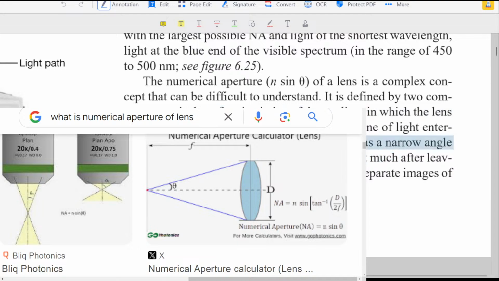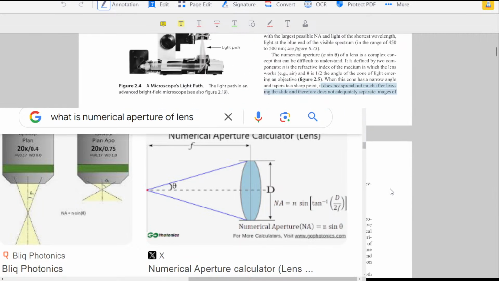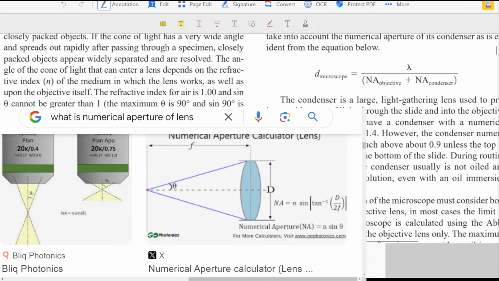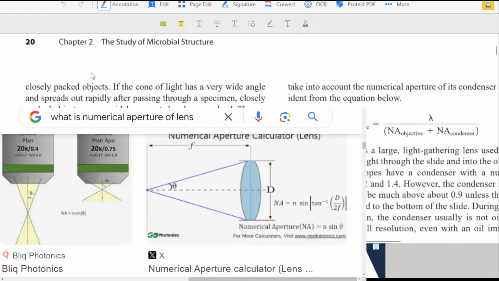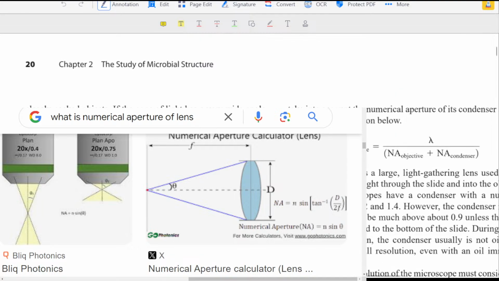So when this cone has a narrow angle and tapers to a sharper point, narrow means it's a sharper angle, it is bent more, as we have seen in the diagram previously, and tapers to a sharper point. It does not spread out much after leaving the slide and therefore does not adequately separate the image. I hope I got the point right. I will get angry if it was wrong. Yeah, they are saying the larger the numerical aperture is, the better it is. And it will clearly resolve closely packed objects.